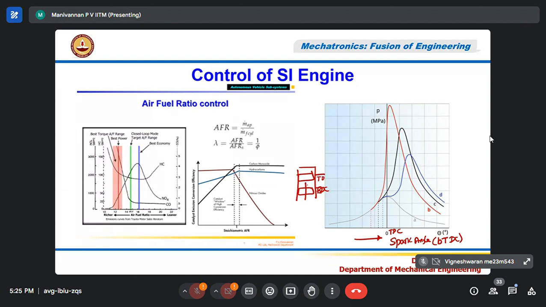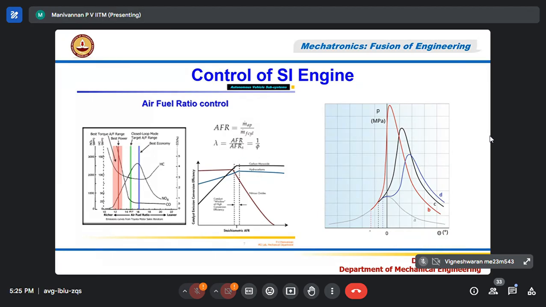Right? This is TDC. Now the piston is moving up. Correct? This piston is moving up. Now, if the piston reaches this condition, that is called 0 degree. Already the piston reaches this one. Now you can see that there are 4 graphs: red color, black color, blue color, and gray color.